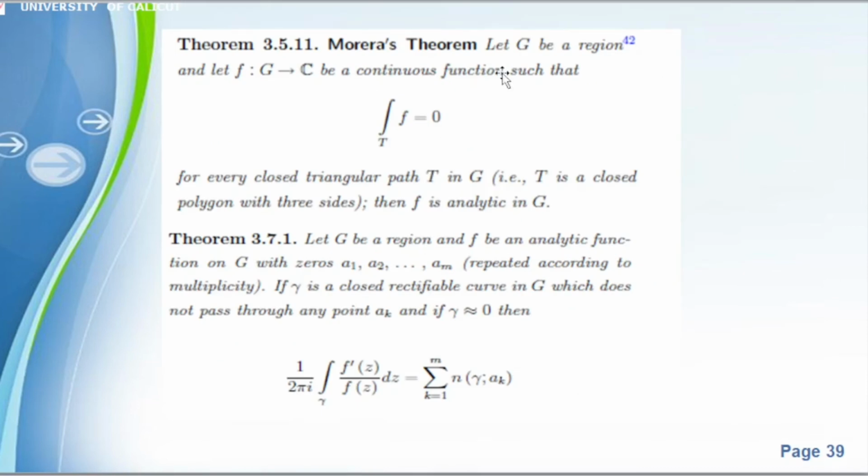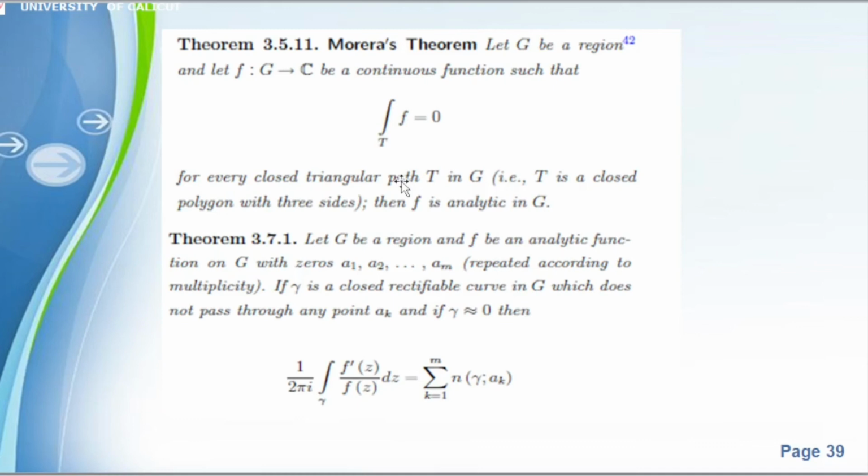Morera's theorem. Let G be a region and f: G → C be a continuous function such that the integral over τ of f is equal to 0 for every closed triangular path τ in G, that is, a closed polygon with 3 sides. Then f is analytic in G. That is, if the integral of f is 0 for every closed triangular path, then f is analytic in G.